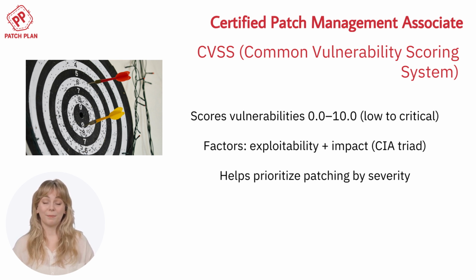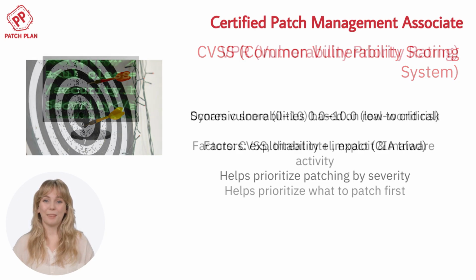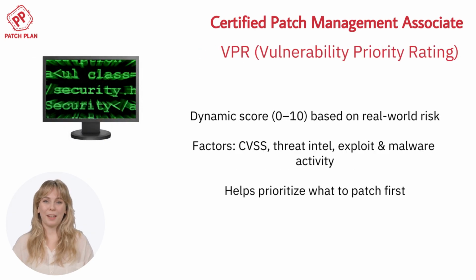urgency of patching. VPR stands for Vulnerability Priority Rating. Unlike CVSS, which measures the theoretical severity of a flaw, VPR focuses on real-world risk. It combines factors like CVSS scores, threat intelligence, exploit availability, and malware activity to produce a dynamic score between 0 and 10. The key difference is that VPR is time-sensitive.